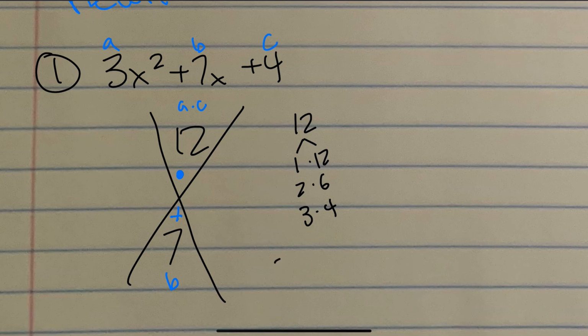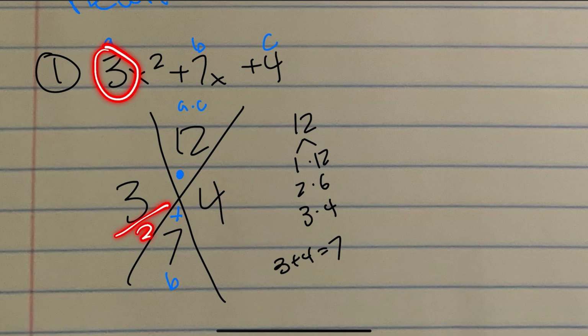I know that's going to be 3 and 4. Cool. All right, here's that added step 3. Now I need to divide by my A. My A is 3, so I'm going to divide both of these by 3.